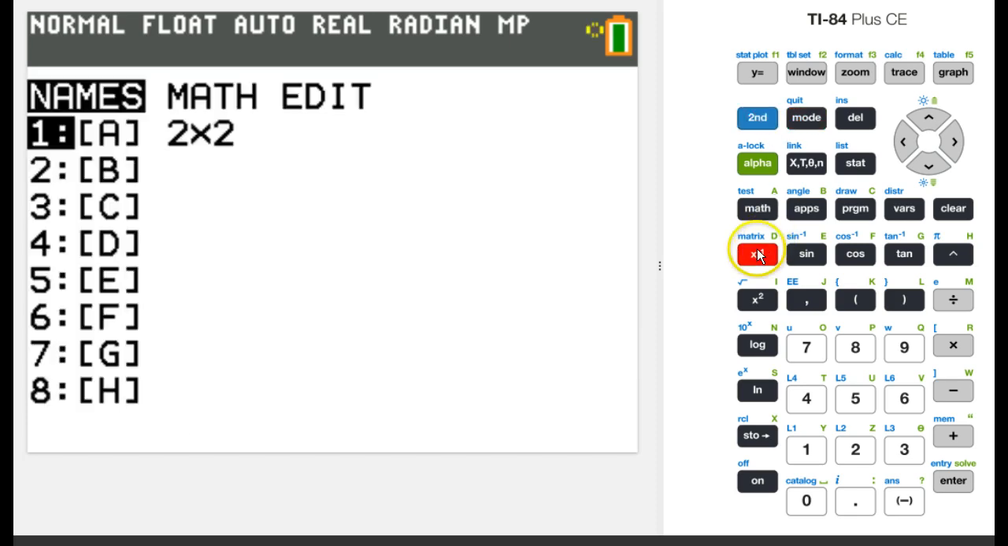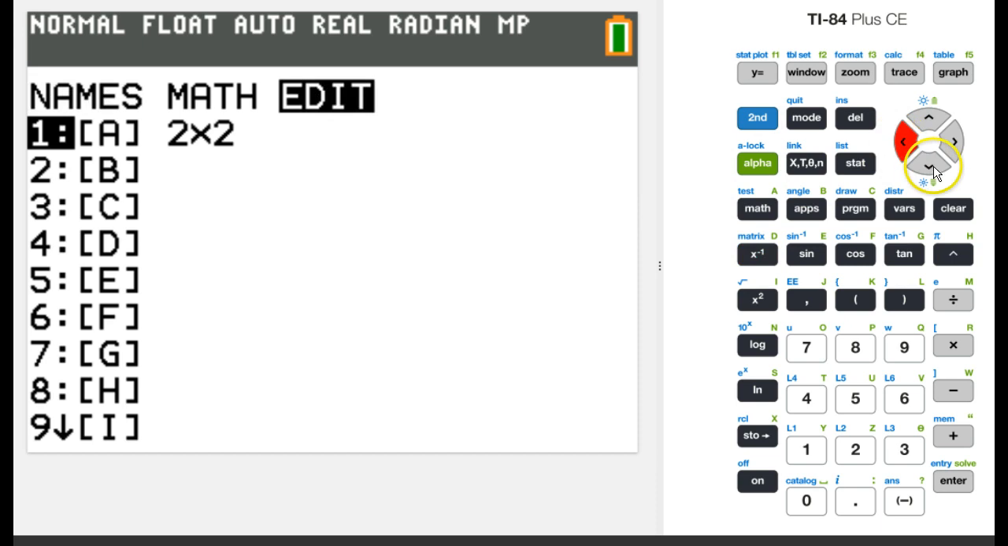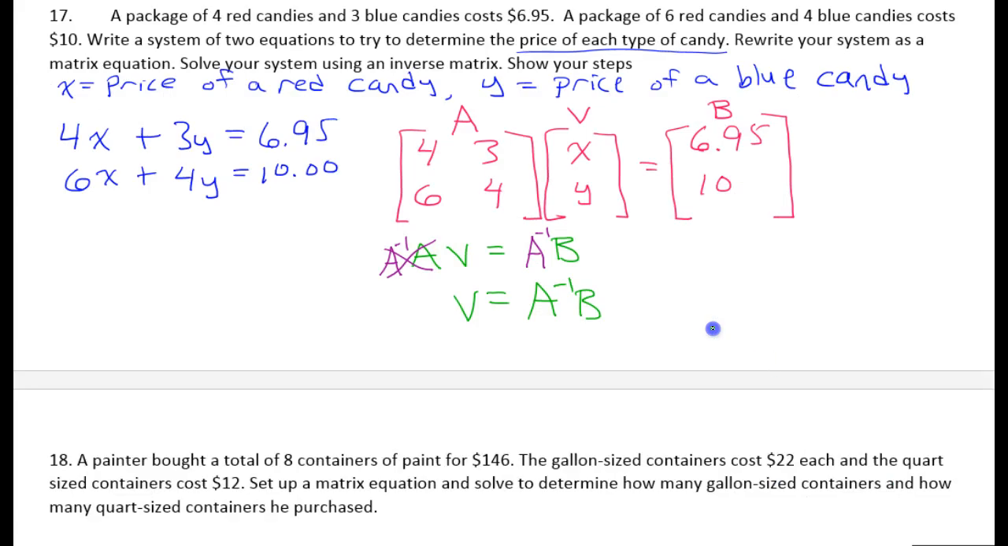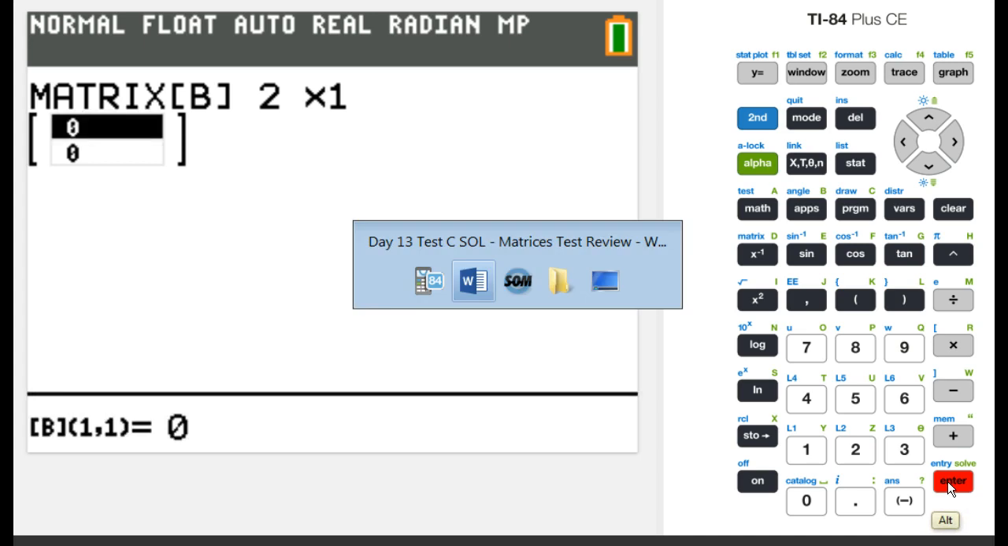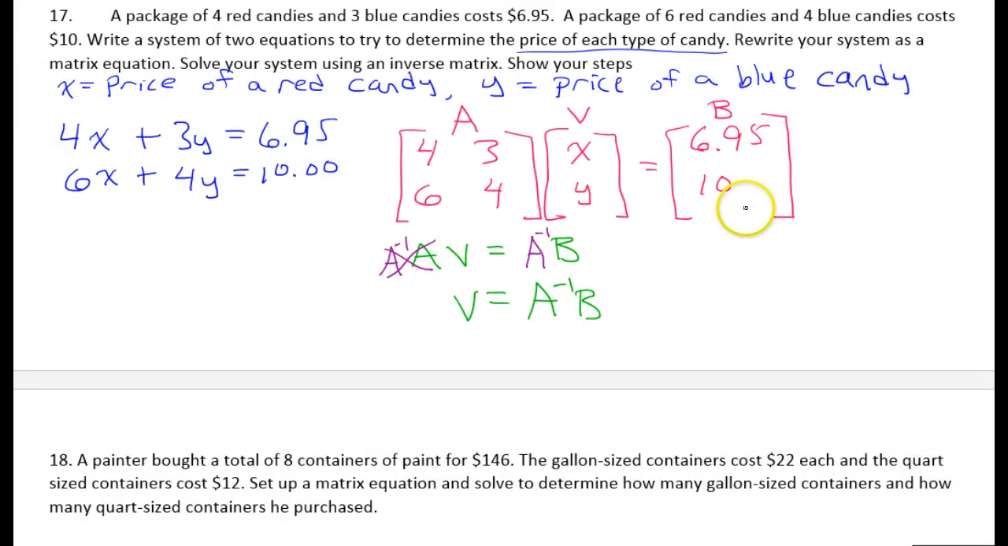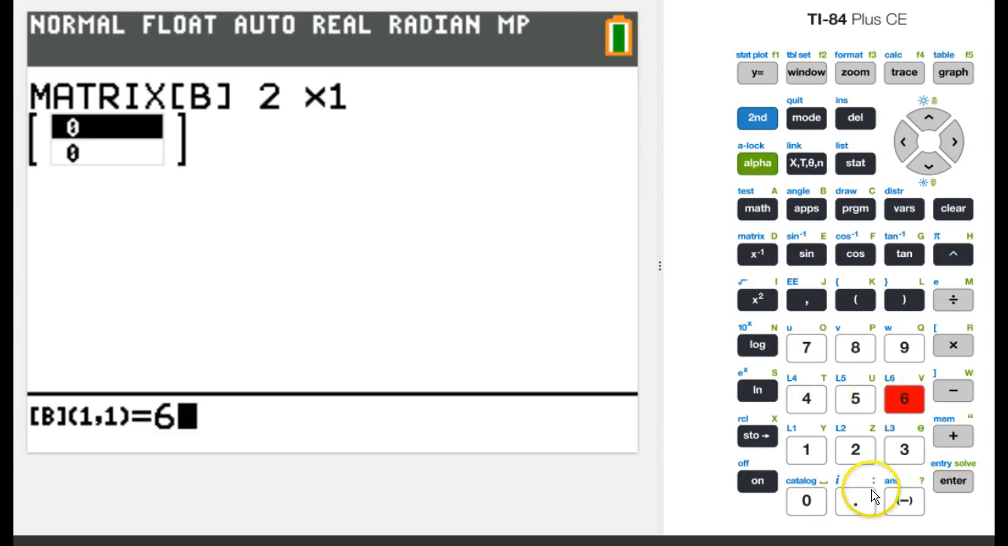Go back to the matrix area again by hitting second matrix. Go back to edit, but this time we will edit matrix B. And matrix B is a 2 by 1 matrix, 2 rows, 1 column. So I need to change my dimensions. And now here I have 6.95 and 10. Alright, quit your way out. Second mode.